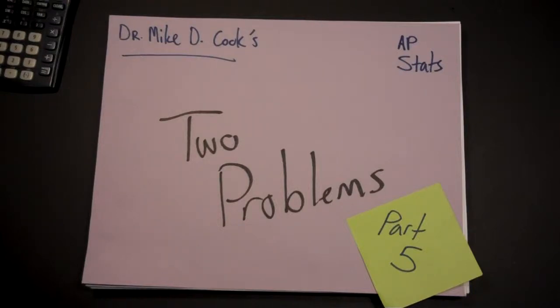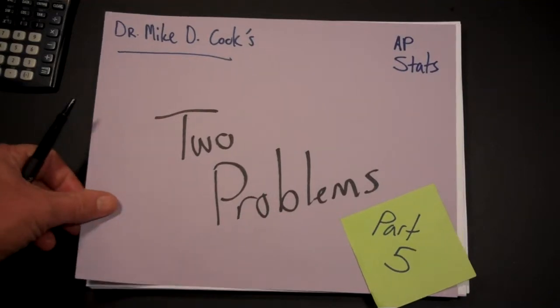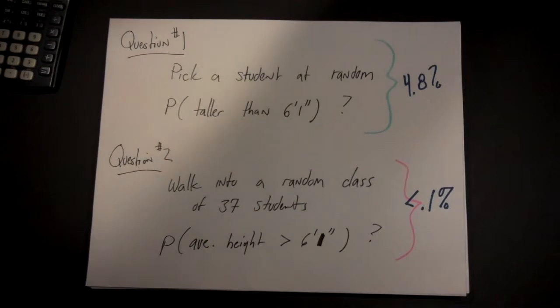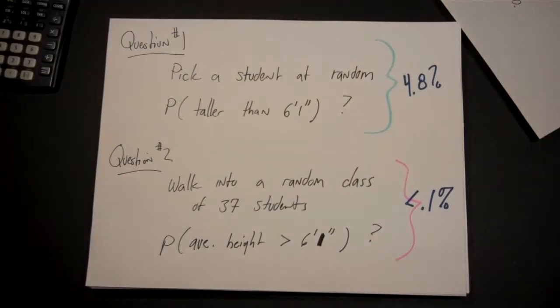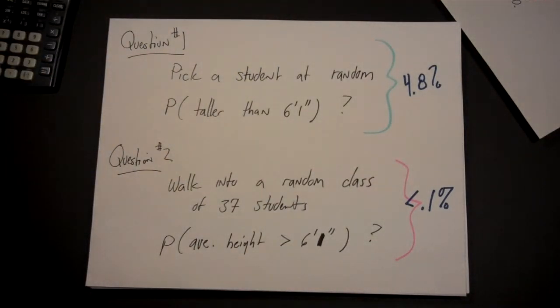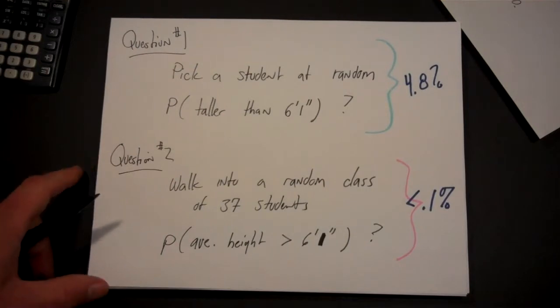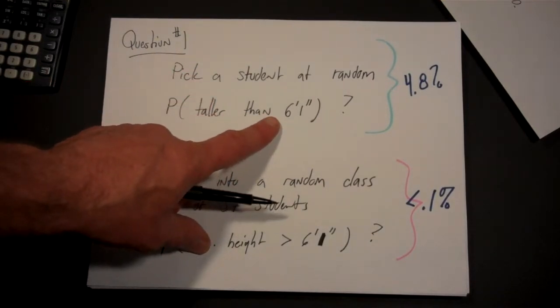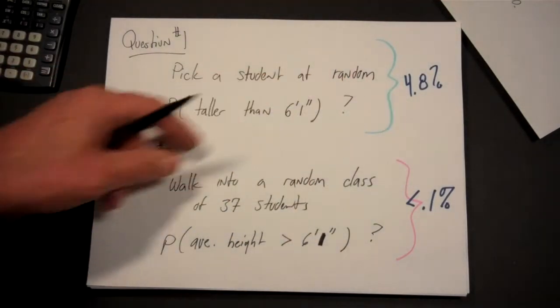This is part 5 of a series of videos on 2 particular problems. And remember, the 2 problems we looked at were this. You were at a university where the average height of students is 68 inches, standard deviation 3. You've already written that down. So the first question is, you pick a student at random, what's the probability they're taller than 6'1", and we found out it was about 5%.